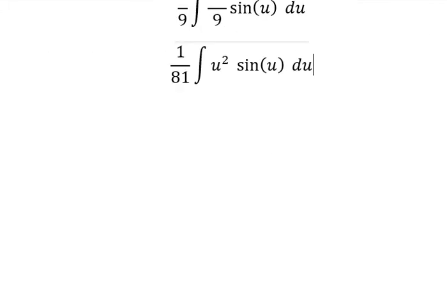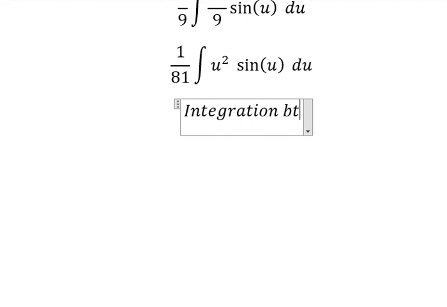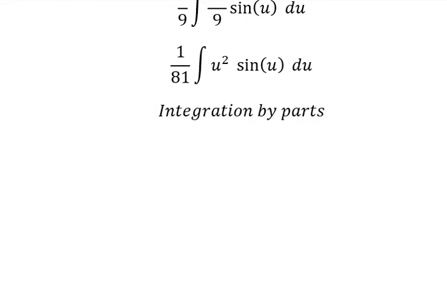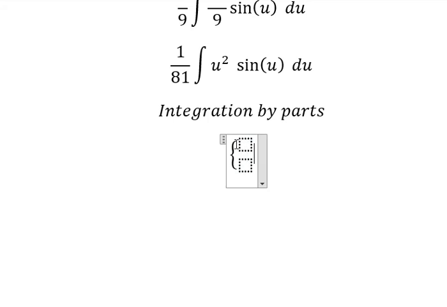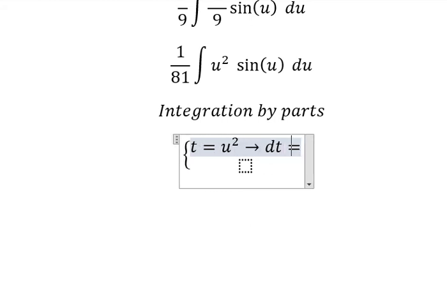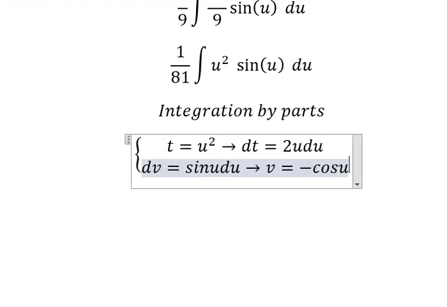Now, we need to use integration by parts. So I will put t equals u square. If I do the first derivative for both sides, we have dt equals 2u du. dv, we have sine u du. The integration of this one, we have v equals negative cosine u.